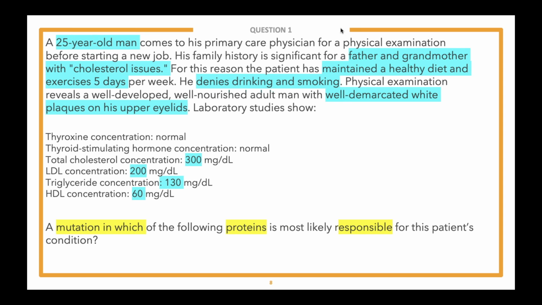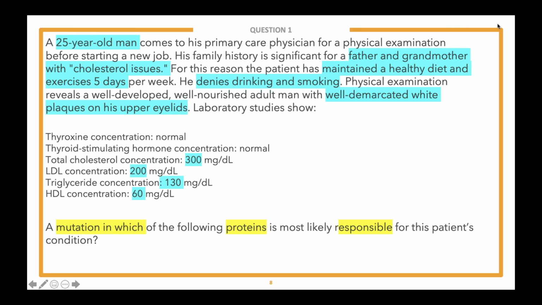The other thing is they're telling us that he's doing a pretty good job of living a good lifestyle. But he's got these plaques on his eyelids. What could that be talking about? Definitely seems like something important. Maybe we're not sure what it is. And then they give us some important labs. And I won't delve too much into that without giving it away. But obviously that's going to play a role in what this question is asking. So this question is asking about a mutation in a protein responsible for the condition. How many steps do we think this question is? Well, I think first we need to figure out what condition this patient has.